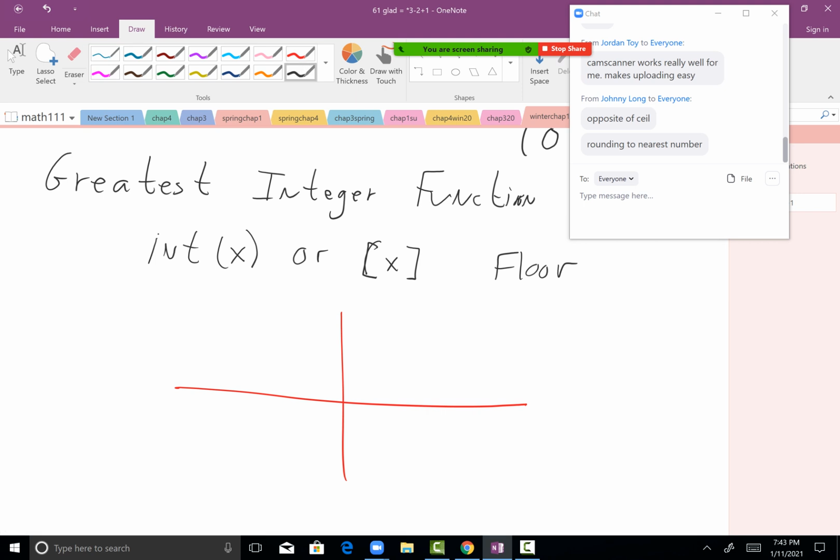So you can see that here's 1, and it puts a solid dot here and an open dot there. All these decimals are rounding down to 0 until it hits 1, and then as soon as it hits 1, it comes up. That would be 2, this would be a 1 here, and then the same thing, you get this sort of action here. That's the greatest integer function.